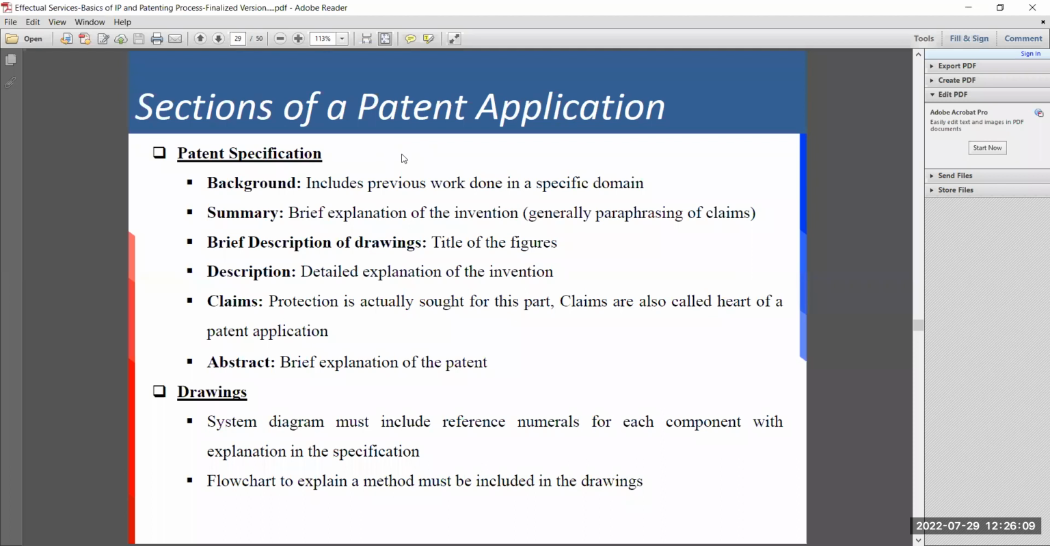Then drawing section. Drawings, brief description of drawing describes what your system diagram states, what your flowchart states. And then the entire section is description, the detailed description, where we have to describe each and everything related to your claimed invention in the claims that is being protected in claims, the advantages, the scenarios, the specs, all those things. And abstract is also a general gist of your invention.